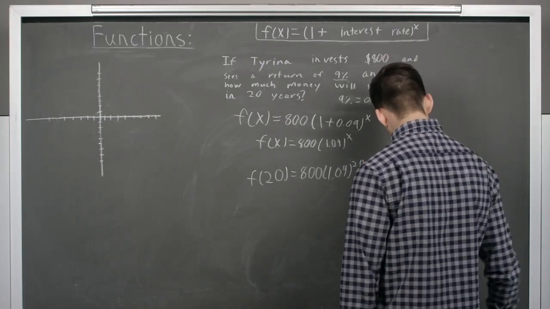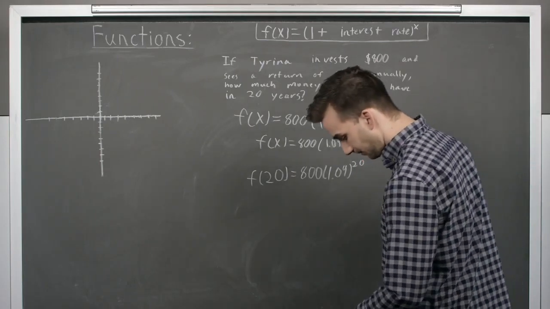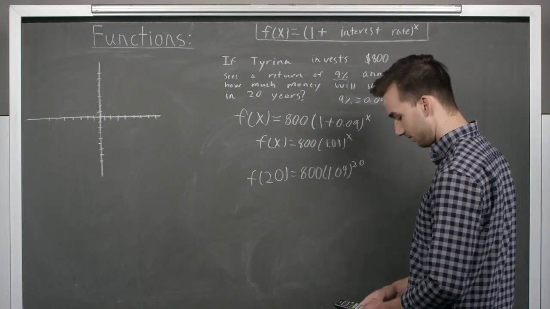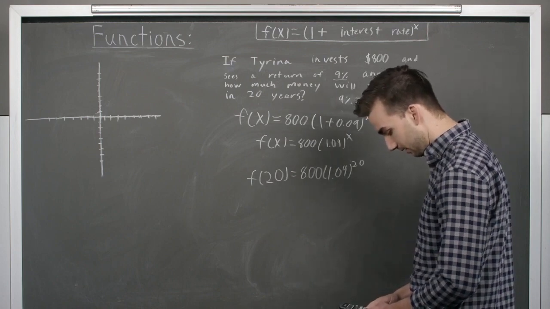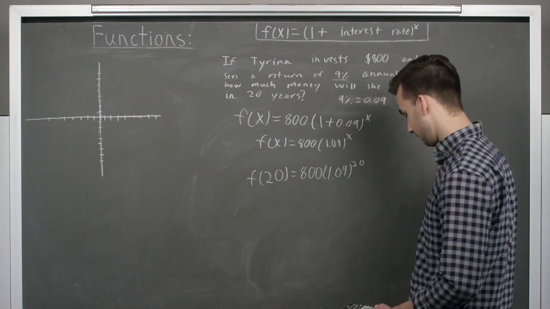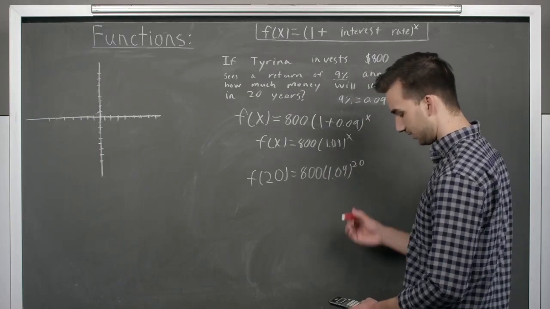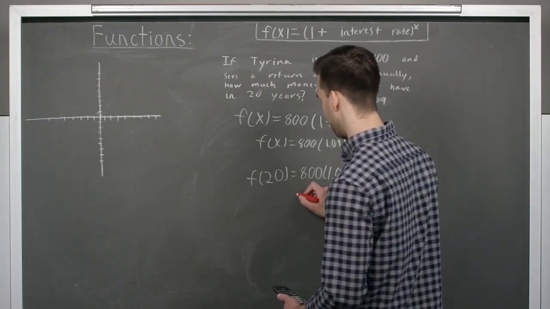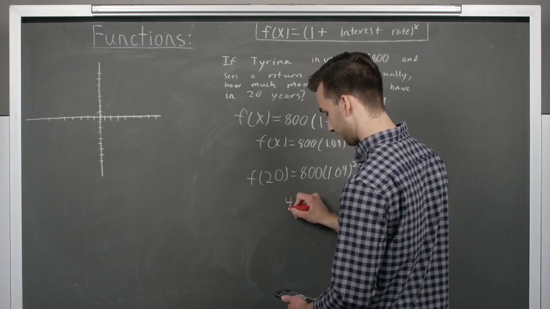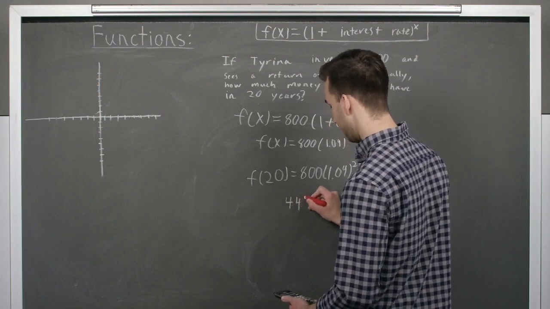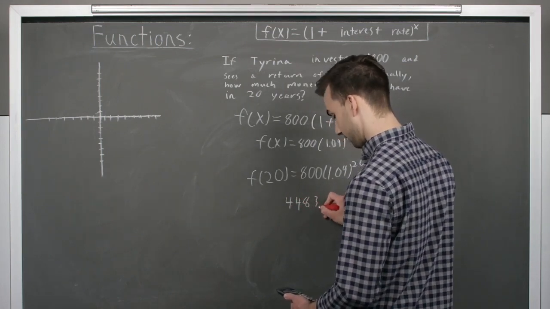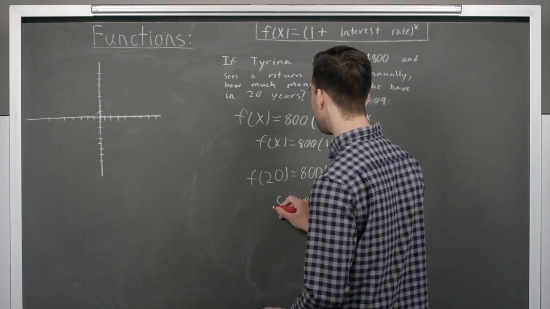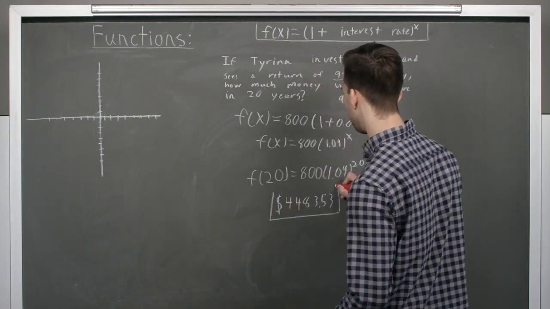So you're going to need your calculator for this. The first thing I'm going to do is 1.09 to the power of 20, and that gives me 5.6. And so I'm going to multiply that by 800, and that will give me $4,483.53. So that is our solution.